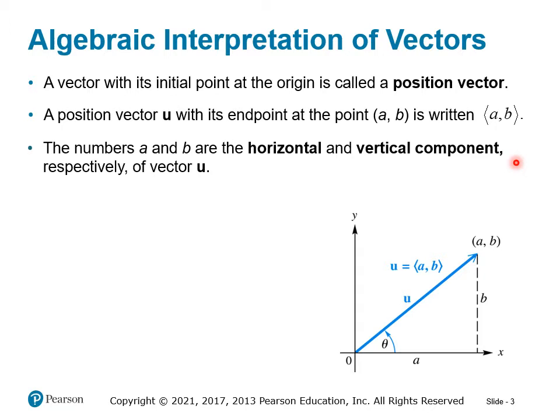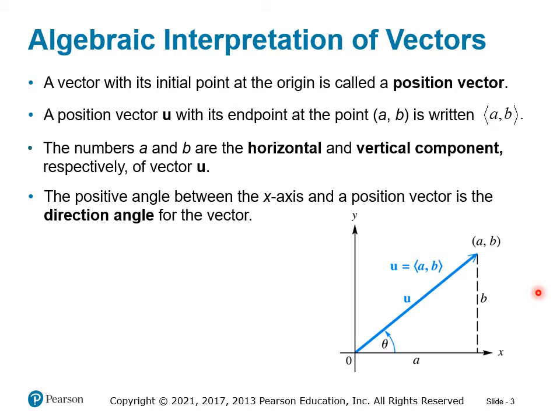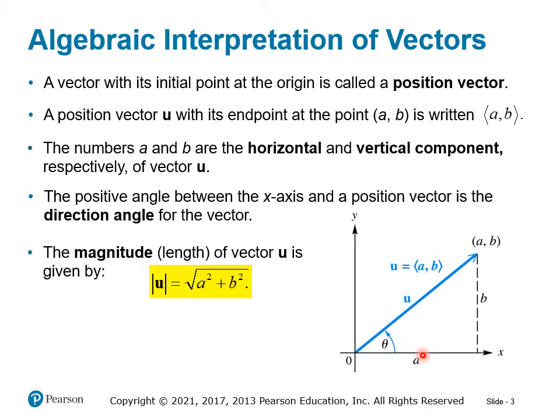The numbers A and B are the horizontal and vertical component respectively of V. We understand that A is the X value, so it's the horizontal value, and B is the vertical component, or the Y value, or the height, if you will. Okay. Notice that the positive angle between the x-axis and the position vector is the direction angle of the vector, okay? And you can see that here.